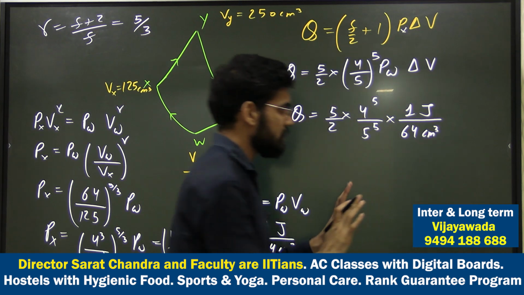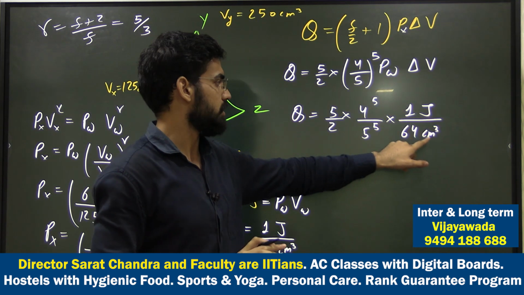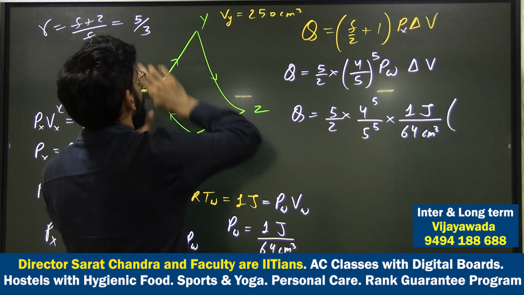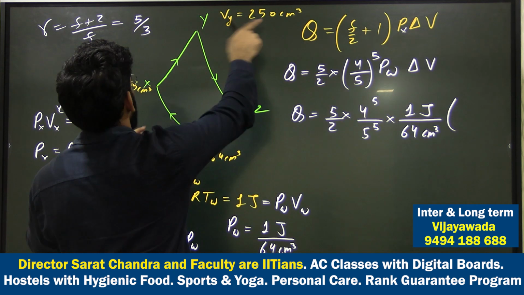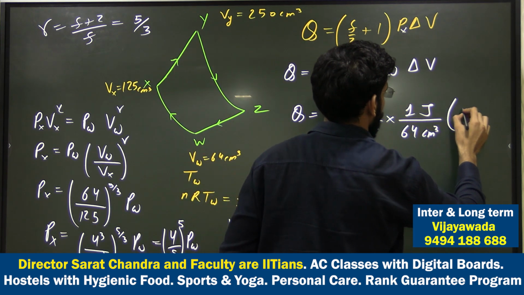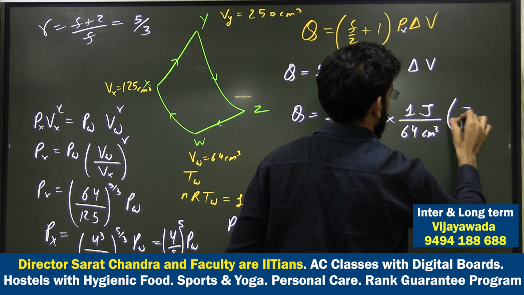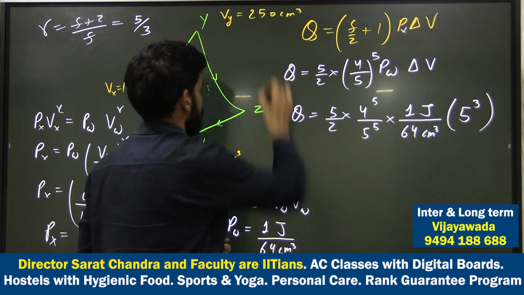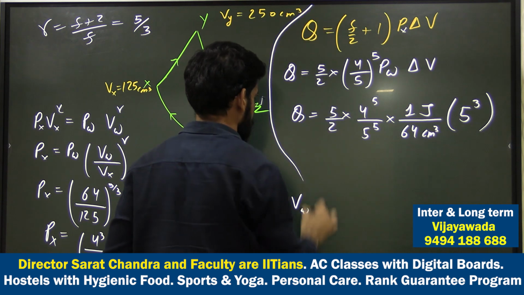So put it 1 joule by 64 centimeter cube. I am not putting in SI unit, I am being careful here. Why did I write like this? Because delta V in centimeter cube only will come. Subtraction, so 250 minus 125, that is 125 only, right? And 125 is nothing but 5 cube, delta V. So I hope you understood this thing, right?